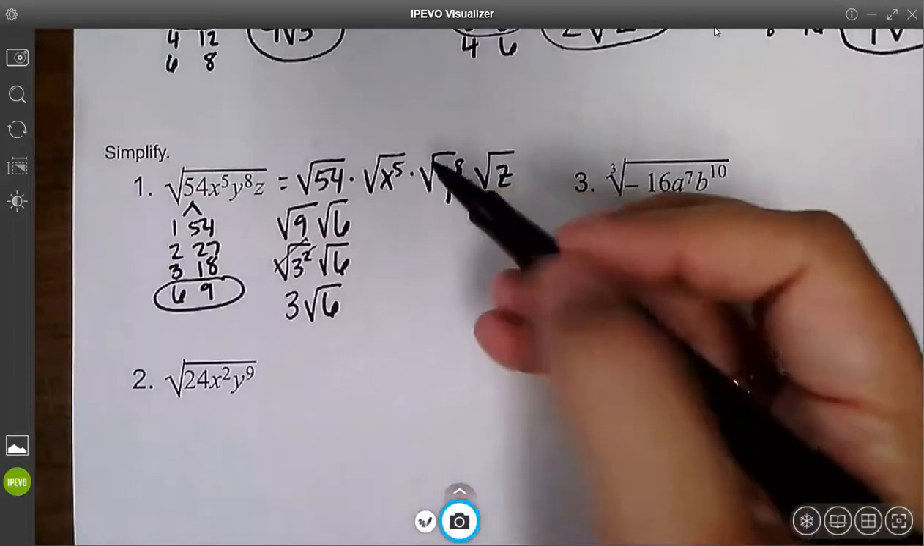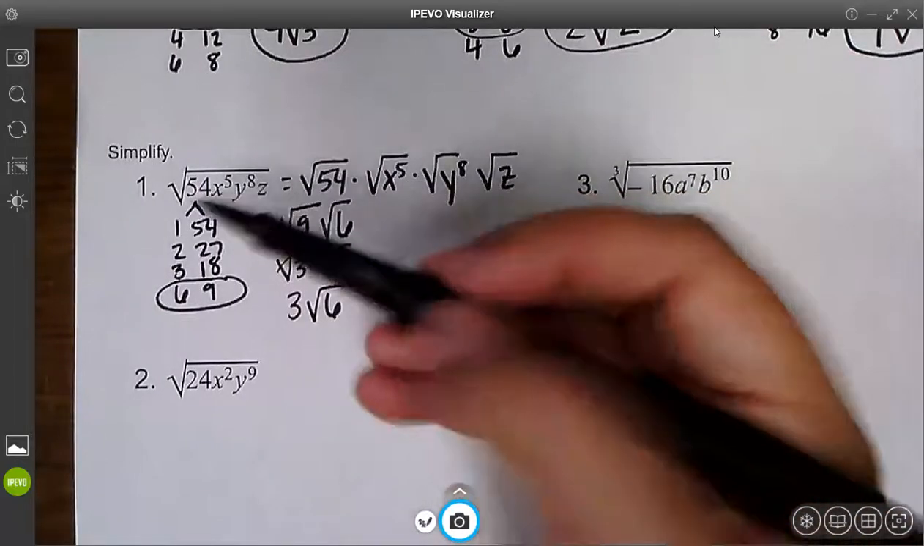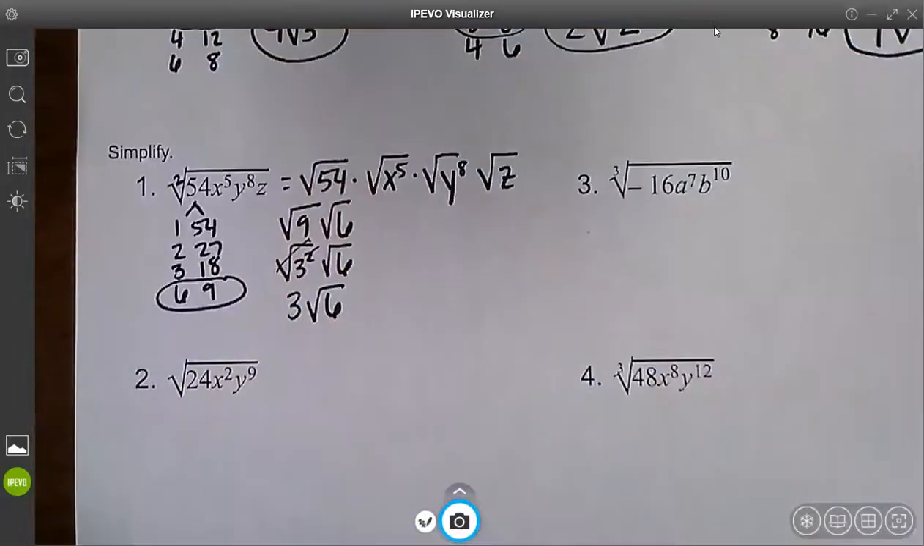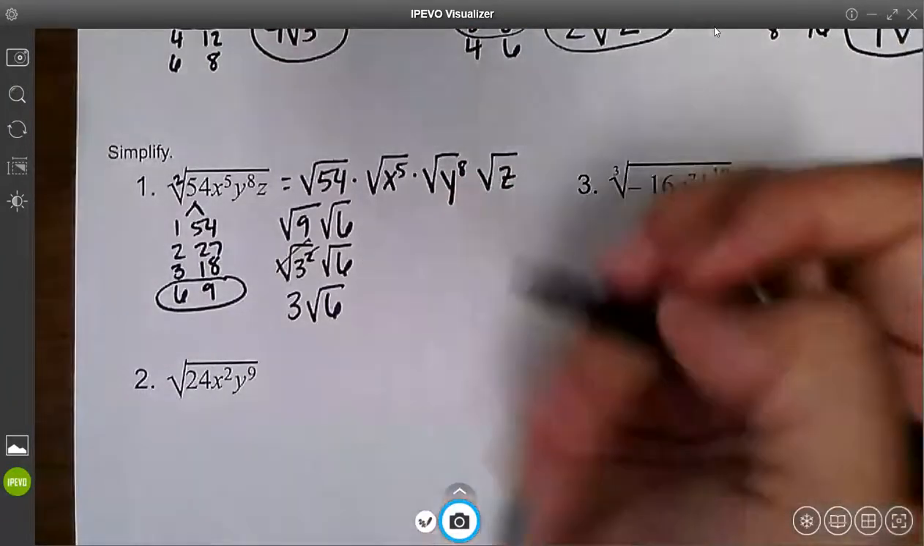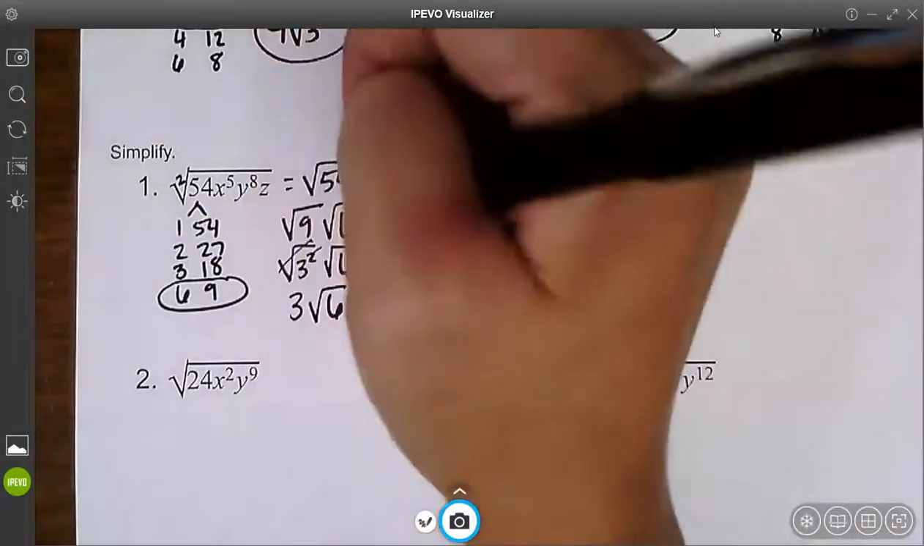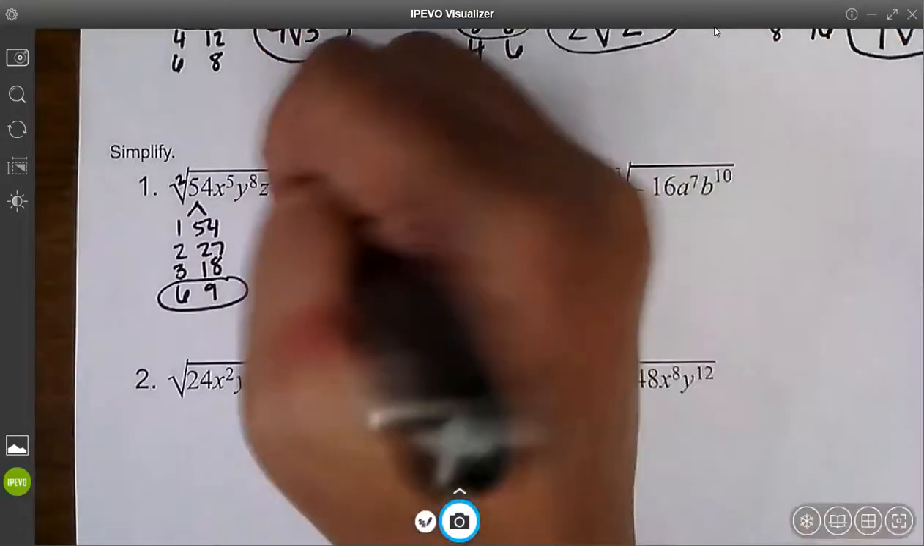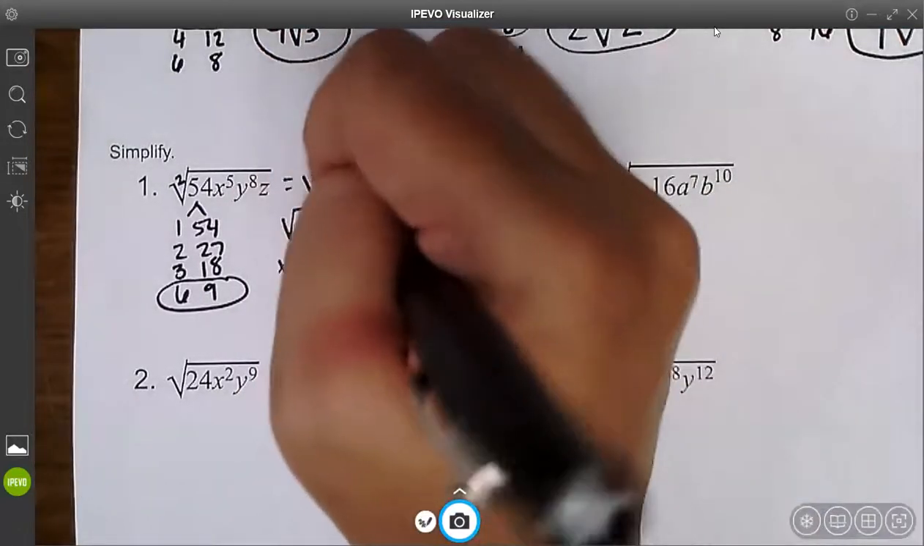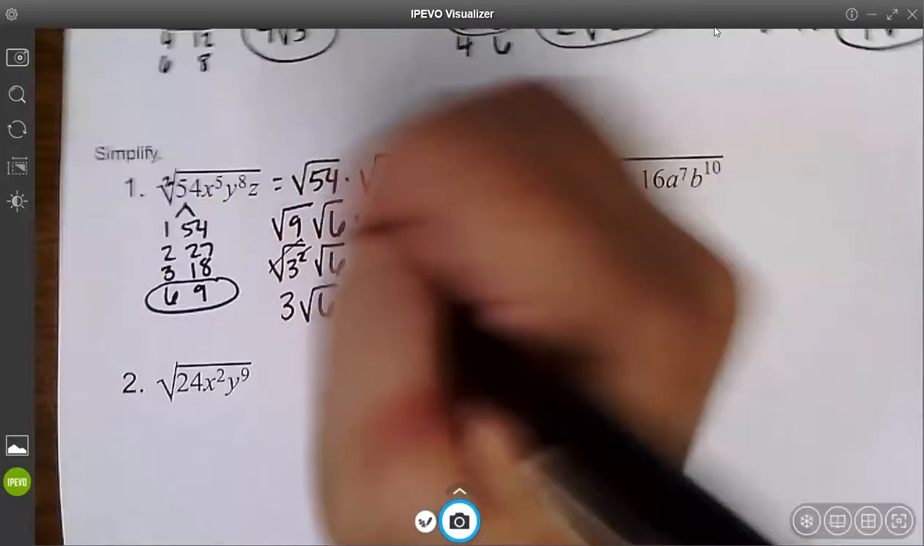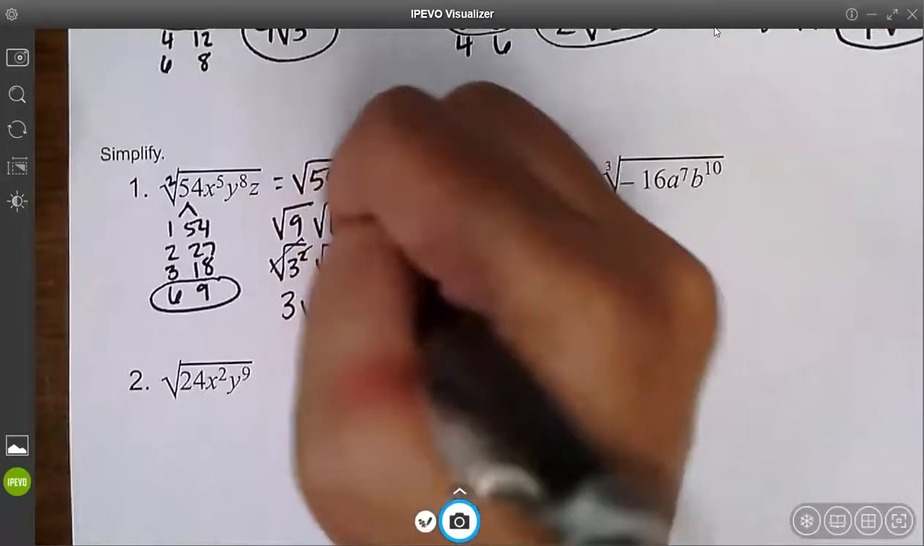X to the 5th. Remember, you're going to divide your exponent by your index. Remember, it's an understood 2. So 5 is not divisible by 2, so I need to split it up. X to the 4th, root x. Divide your exponent by 2. So you have x squared root x.